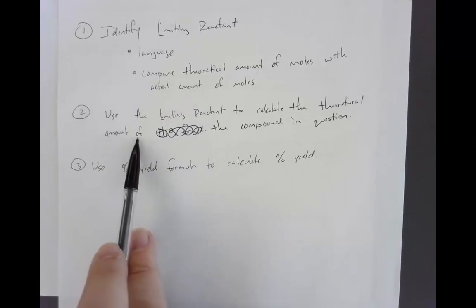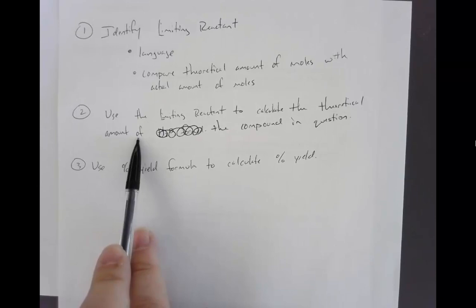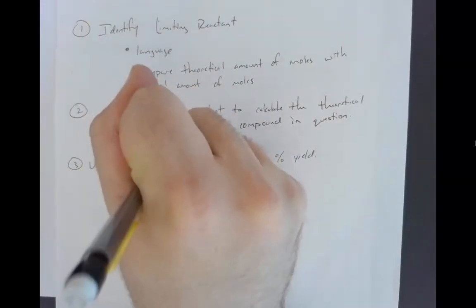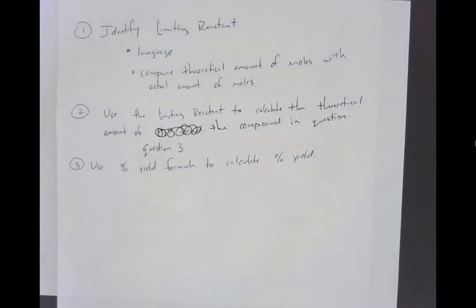Then, the second step we're going to be doing is using the limiting reactant to calculate the theoretical amount of the compound in question. This is exactly what you do in question 3 in this Chemquest. So this is question 3. Then lastly, we need to use the percent yield formula to calculate that percent yield. So these are the 3 steps I'm going to be doing and showing you how to do.